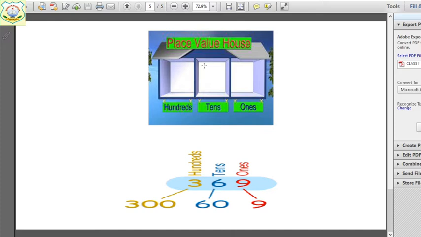Yes. Now children, a number is given to you, 369. 9 is in ones place. So what is the place value of 9? 9 ones or 9. 6 is in tens place. So what is the place value of 6? 6 tens or 60. 3 is in hundreds place. So what is the place value of 3? 3 hundreds. Yes. Now you got it right. Now again I will show you the board.